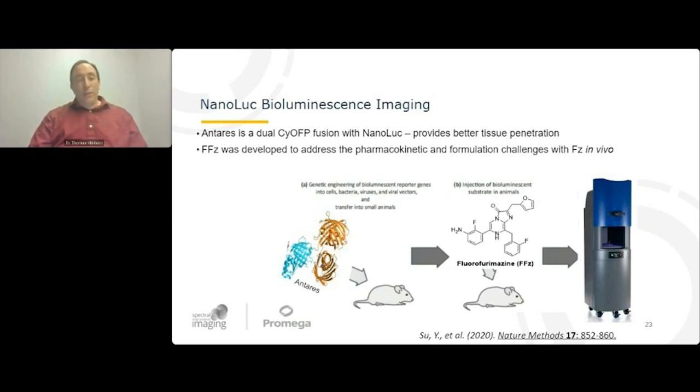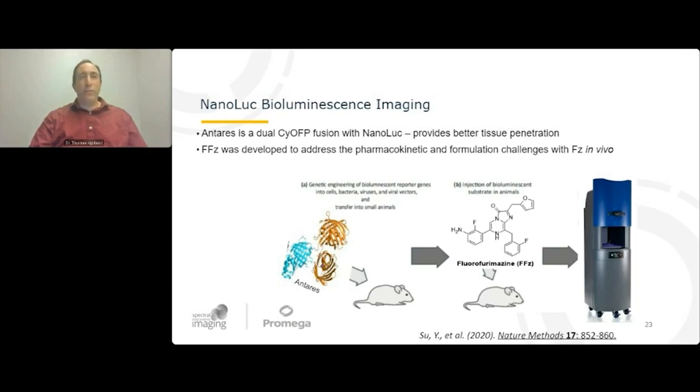But even more importantly, as it turns out, once we had this construct, we did a large medchem project to make modifications to the structure of furimazine and generated this structure that you see in the center of the slide, which is fluorofurimazine. Now, this has relatively modest modifications in terms of atoms changed, but it turns out this both dramatically increases the solubility of the compound, allowing it to be dosed in mice much higher, but also improves the biodistribution of the compound.